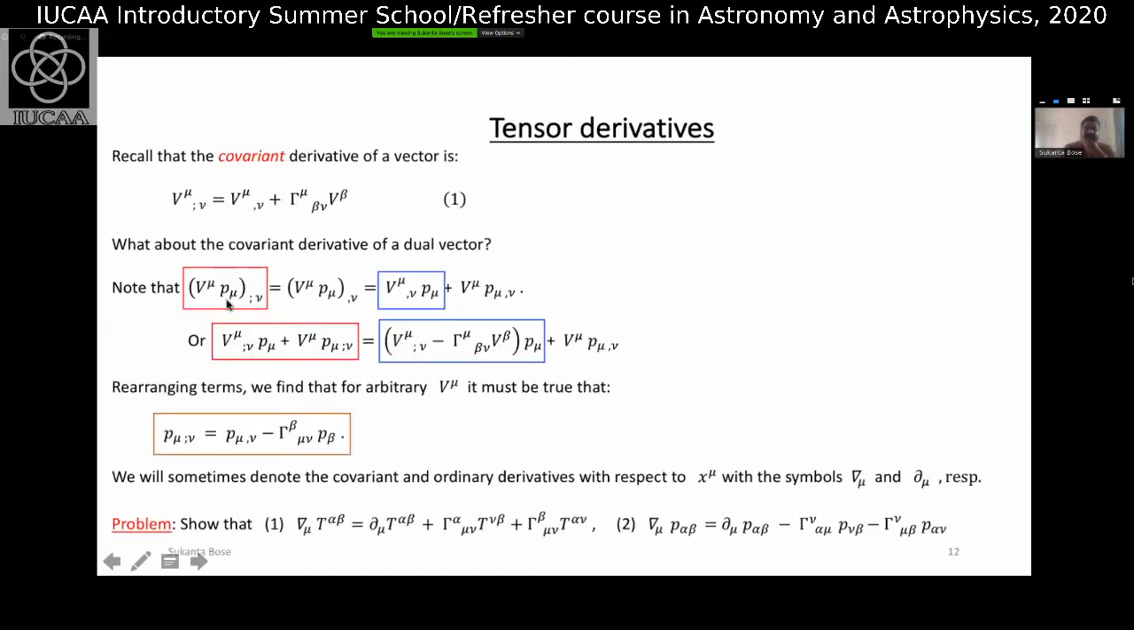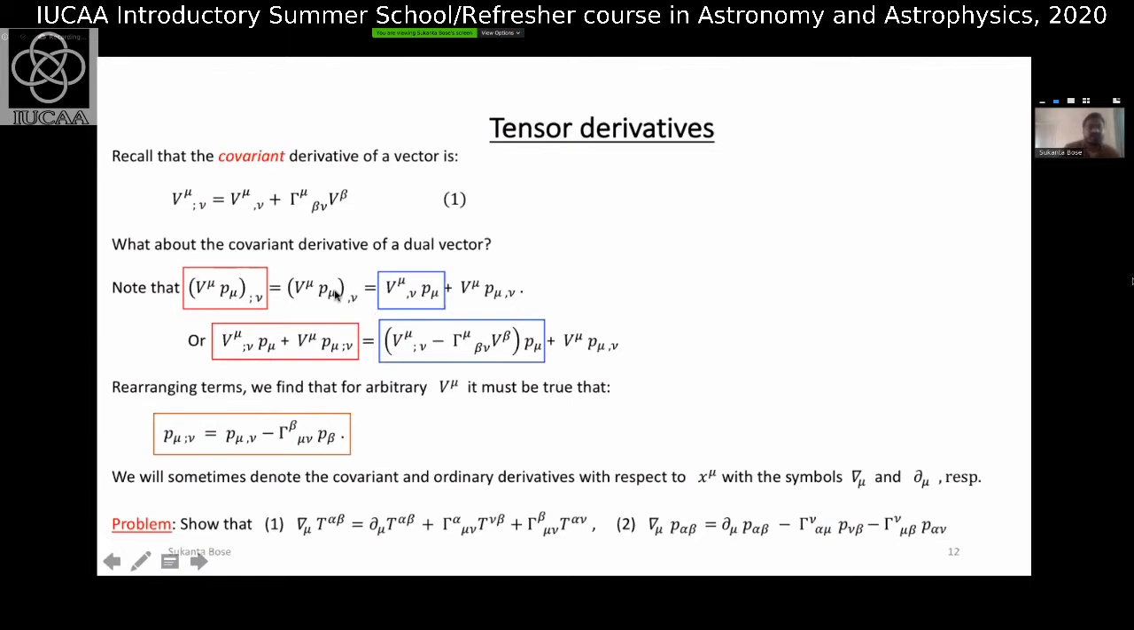V^mu P_mu is a scalar, which means that it does not get expanded in terms of basis vectors or dual vectors. So its covariant derivative will have no basis vectors to act on, which means the covariant derivative of a scalar, this semicolon mu, is nothing but the ordinary derivative, the comma. So comma means you're taking the derivative of this parenthetic quantity with respect to x^mu. Okay, that is what this is.